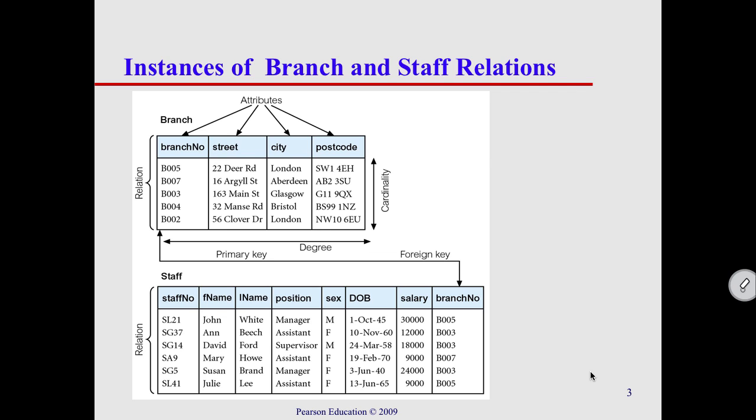And as you can see, each table across the top has named columns. So the names of the columns are the attributes. We call each column an attribute, and the entire table is called a relation. The number of rows in the table is called the cardinality of the relation. The number of columns is called the degree. So you can see here degree refers to the number of columns, and cardinality is the number of rows.